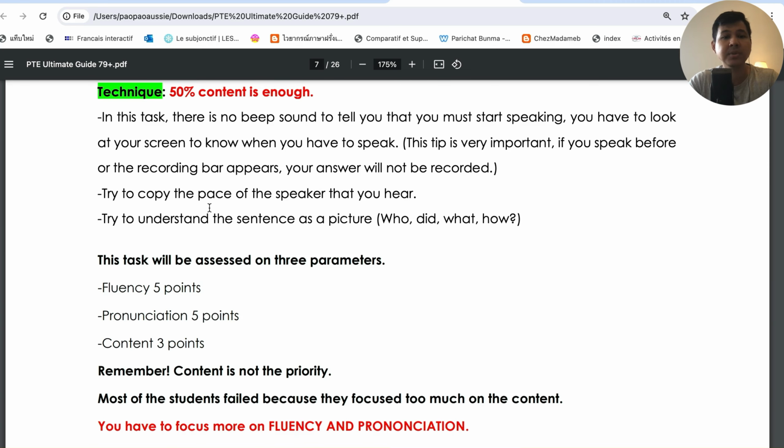And try to copy the pace of the speaker that you hear. If you hear that they speak slowly, just copy their pace. Then try to understand the sentence as a picture: who did what, and how. Try to translate the audio into a picture, and then it's going to become much easier for you to understand it and repeat after it.